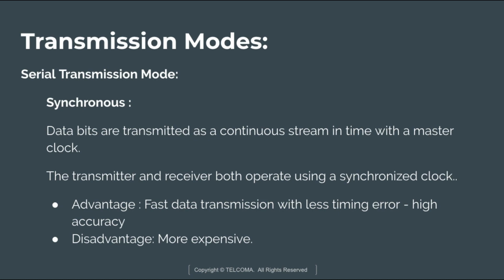In synchronous transmission, the data bits are transmitted as a continuous stream in time with a master clock, and the transmitter and receiver both operate using a synchronized clock. The advantage is that it provides fast data transmission with less timing error and high accuracy. Its disadvantage is that this is a more expensive type of transmission mode.